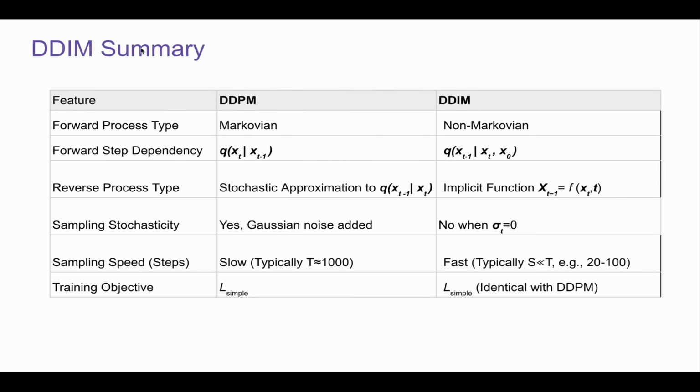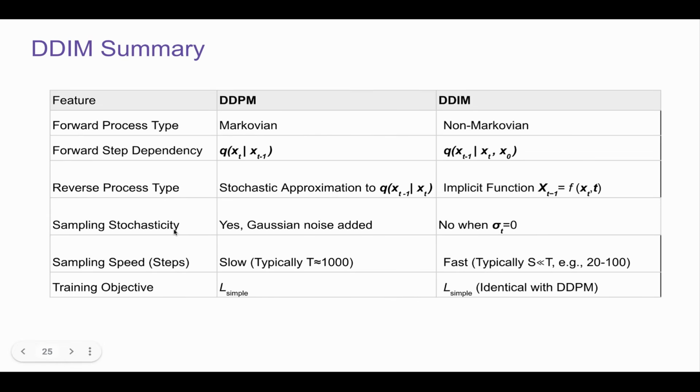We have gone through a lot about DDPM and DDIM, so this is a quick comparison between those two. DDPM is Markovian, DDIM is non-Markovian. For DDPM, it requires qxt given xt minus 1 to give the distribution of qxt given x0. And DDIM actually relies on qxt minus 1 given xt and x0 to come up with the estimation for epsilon theta. The reverse process type for DDPM, it's a stochastic approximation to qxt minus 1 given xt, and DDIM is trying to get an implicit function of xt minus 1 given xt and t.